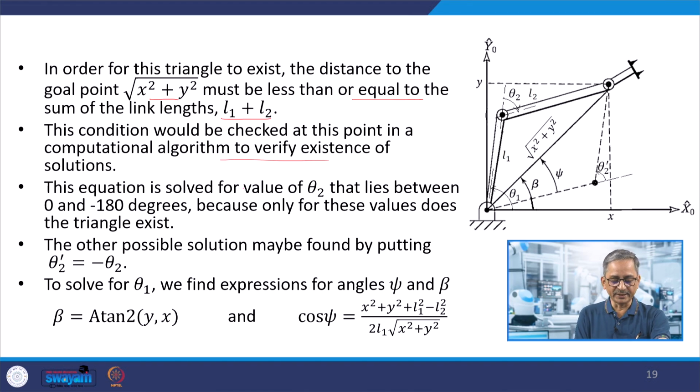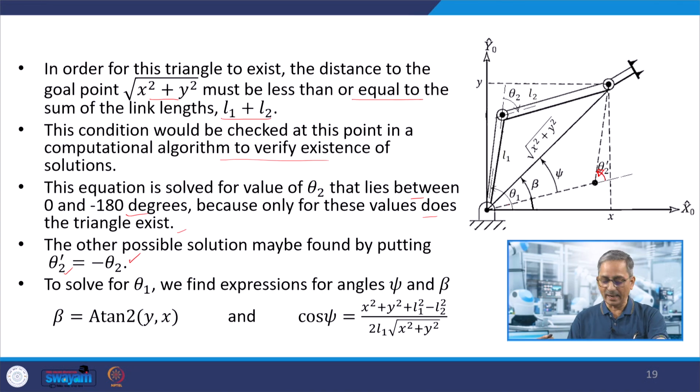And this equation is solved for the value of theta 2 that lies between 0 to minus 180 degrees, because only for these values is your triangle going to exist. Now, as I said, in this case we are going to have two solutions. So, what is the other possible solution? The other possible solution will correspond to this one basically. So, this is theta 2 dash, that is, theta 2 dash is going to be minus theta 2.